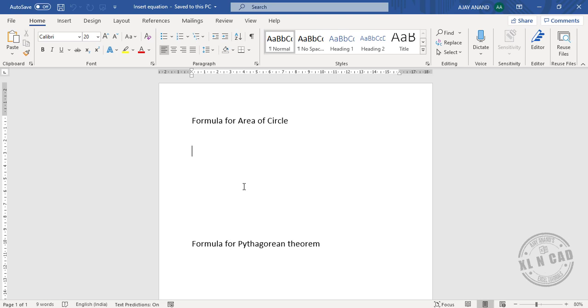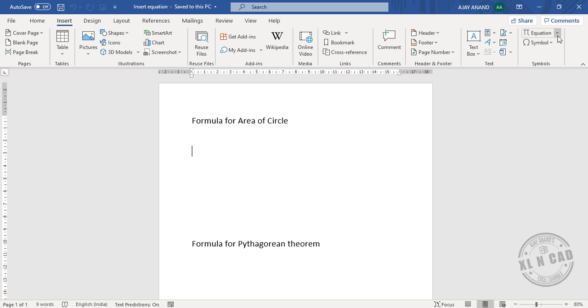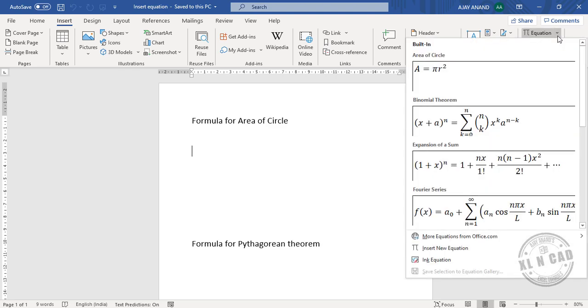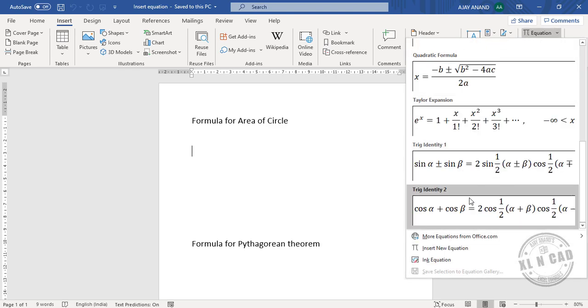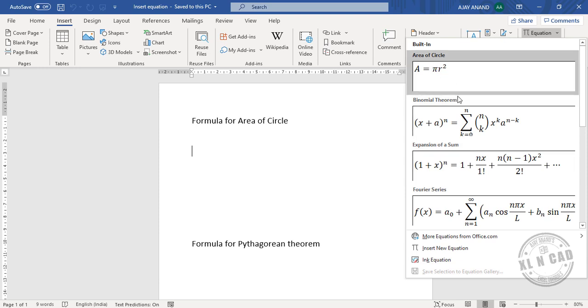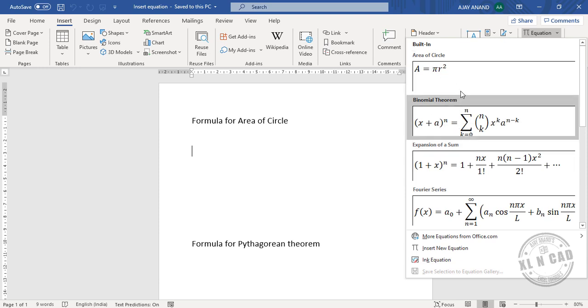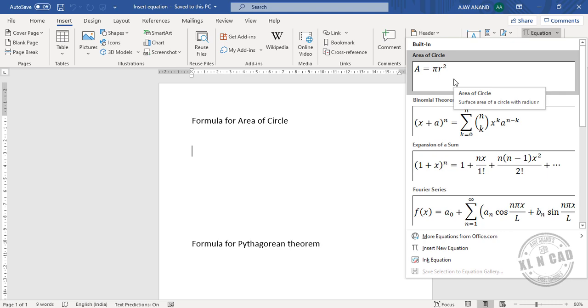Word provides different options to create mathematical equations of our choice. To see those options, go to the Insert tab. Click on this down arrow. Some of the commonly used equations are listed here: area of circle, binomial theorem. Select an equation to insert it.